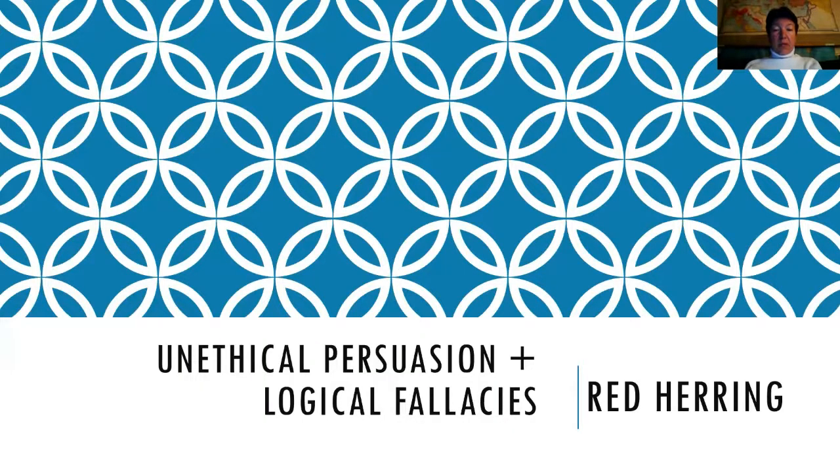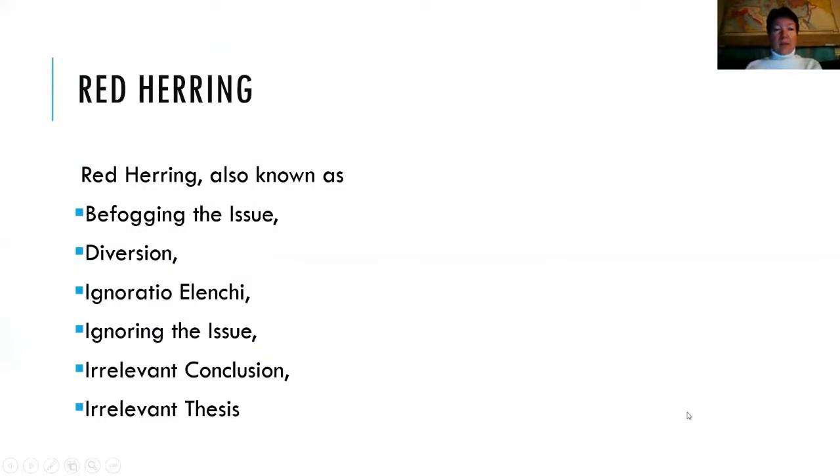Unethical persuasion techniques, logical fallacies, that's the overreaching title, and then red herring is our specific subtitle. So that's the topic of this talk. Now there are different names for the red herring strategy. There is also defogging the issue, diversion, ignoratio elenchi, ignoring the issue, irrelevant conclusion, irrelevant thesis. All of those are descriptions of the same thing.